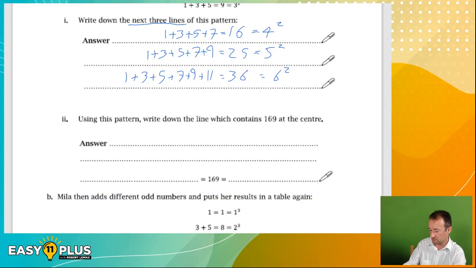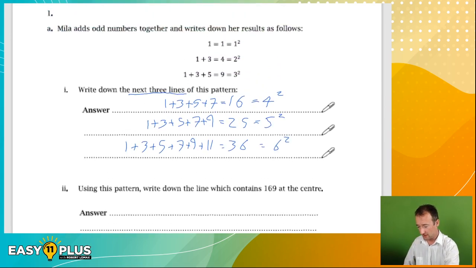Okay, using this pattern, write down the line which contains 169 at the centre. Whoa! But, deep breath, don't panic. So, we can already see that each line contains... I can't work out how to explain this. Let's just demonstrate it. When the answer is 3 squared, it's got 3 numbers over here. When the answer is 5 squared, it's got 5 numbers over here.